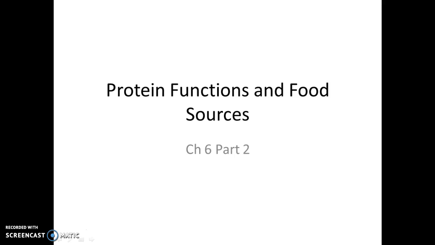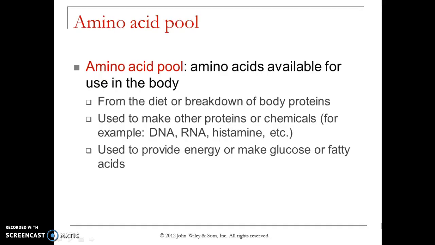So we add water, break them apart, we absorb them into the mucosal cell, and then pass them on to the liver through the portal vein, just like with carbs, a very similar process there. And then we end up with the amino acid pool. So the amino acid pool is the number of amino acids that are available for use in the body. So those could come from the diet, from the process I just mentioned. They could also come from breakdown of body proteins, and they're going to be used to make other proteins or chemicals or provide energy or make glucose or be stored as fat if you eat too much of them.